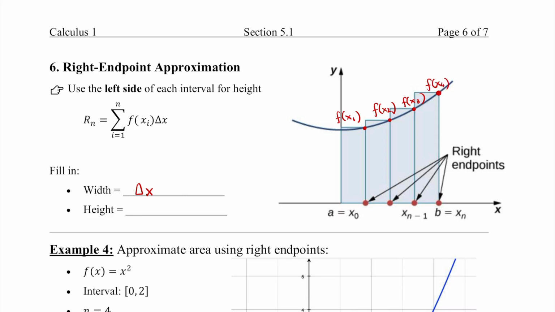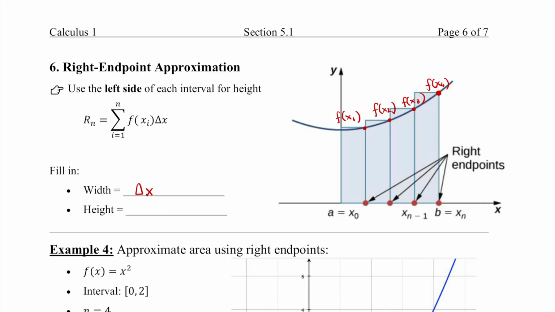The area of the first rectangle is delta x times f of x1. The area of the second rectangle is delta x times f of x2. The area of the third rectangle is delta x times f of x3. And the area of the fourth rectangle is delta x times f of x4.